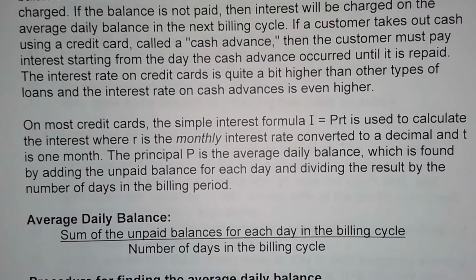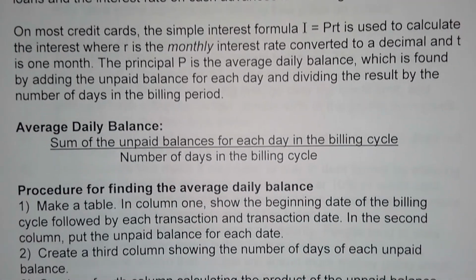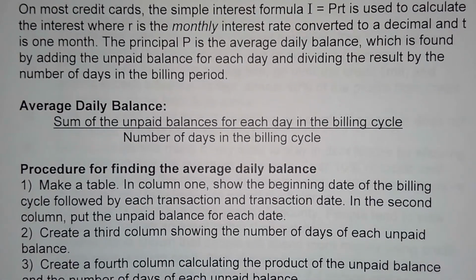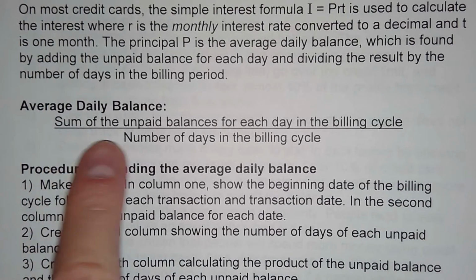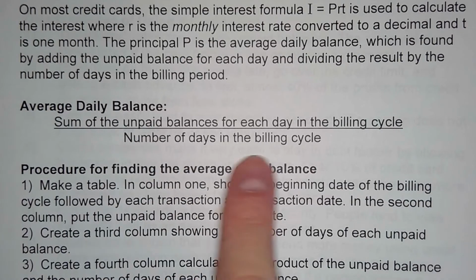On most credit cards, the simple interest formula I = PRT is used to calculate the interest, where R is the monthly interest rate converted to a decimal and T is 1 month. The principal P is the average daily balance, which is found by adding the unpaid balance for each day and dividing the result by the number of days in the billing period. So, to find the average daily balance, we take the sum of the unpaid balances for each day in the billing cycle and divide by the number of days in the billing cycle.